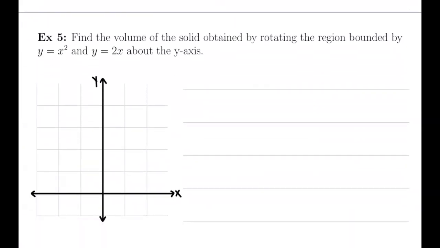Find the volume of the solid obtained by rotating the region bounded by y equals x squared and y equals 2x about the y-axis. Y-axis, that sounds like a dy type of situation. Exactly. We should graph these. Yeah, we should. The first thing you should do for these problems is graph it so you can see what the region looks like and what you've got to do from there.